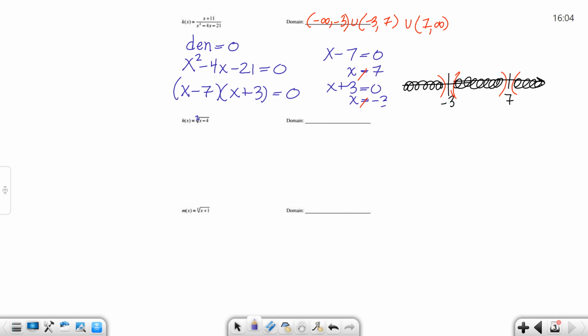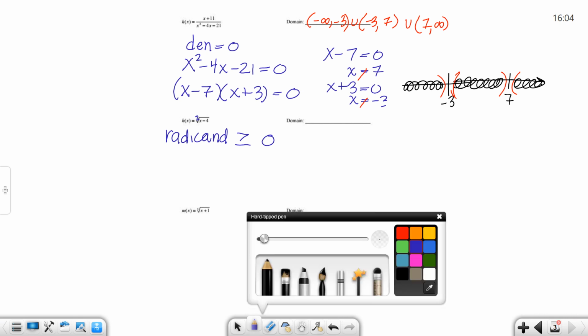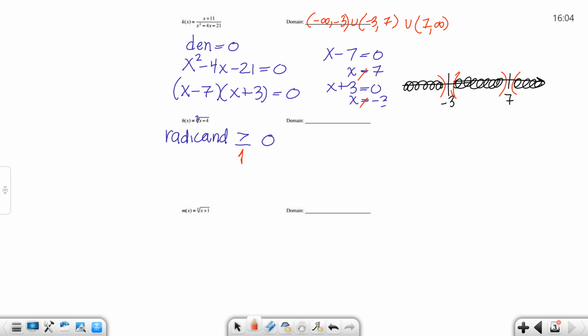So going back to your notes on the first page, it says if you have an even radical, your procedure is to set the radicand greater than or equal to 0. Now also on the front page you see notes that say if you have greater than or equal to, this uses a bracket.